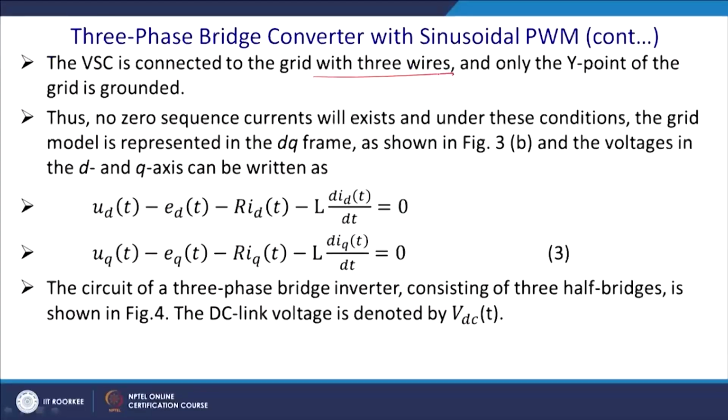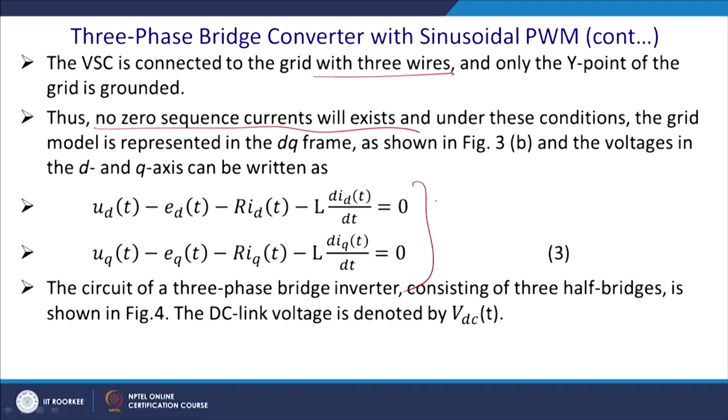In the case of the 3 phase bridge converter, let us see with the sinusoidal PWM how it works. The voltage source converter is connected to the grid with 3 wires and only the Y point is grounded. Thus, no zero sequence current exists under this condition, and the grid is represented in a d-q frame as shown in the previous figure 3b, and this is the equation governing it. So, Ud minus Ed minus Id minus L dId/dt equal to 0.